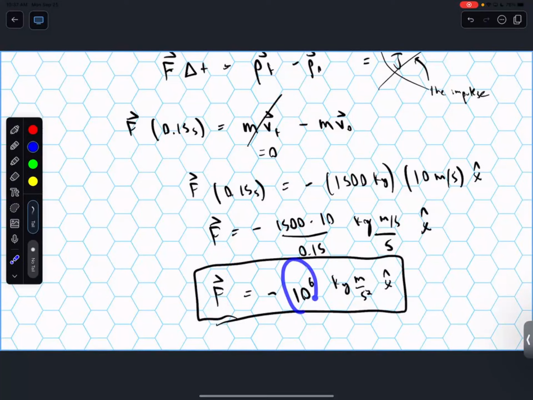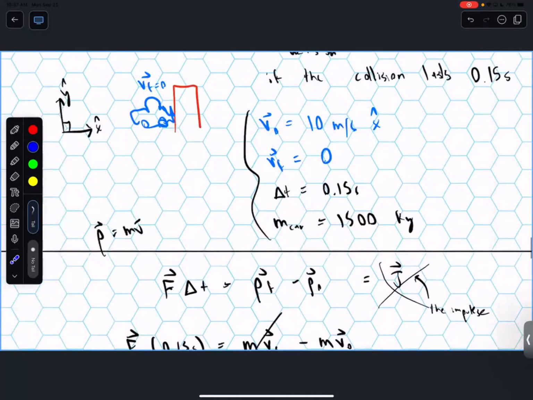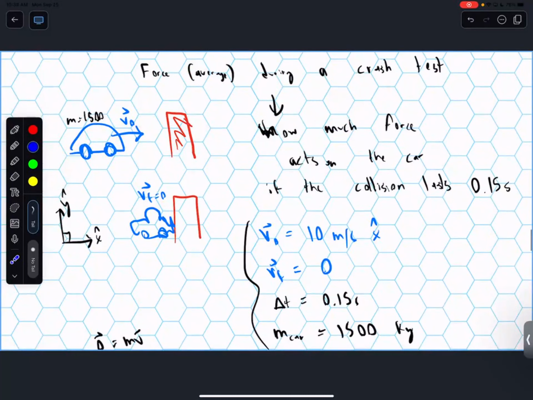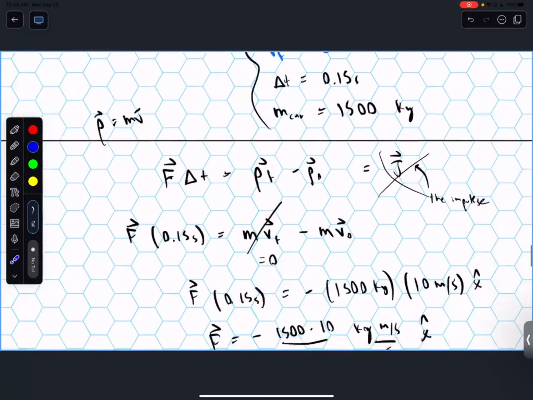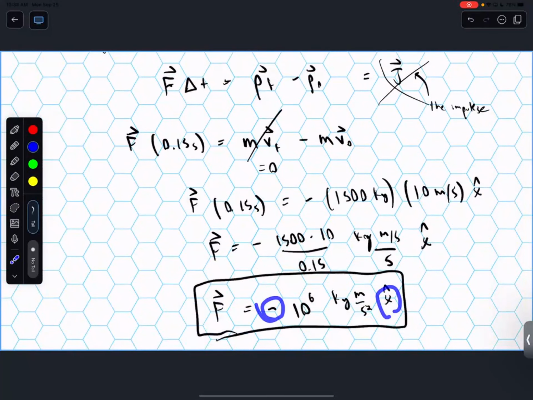Okay, so that tells me that it's a big number. It also tells me that I do get the right units. Kilograms times meters per second squared is a newton. That's F equals ma units. It tells me that the force acting on the car is in the negative x hat direction. That makes sense because the car is going that way, so the brick wall is going to exert a force to stop it. So it's always in the opposite direction. That's the negative sign there. And then it's a one-dimensional problem, so we stay in x hat.